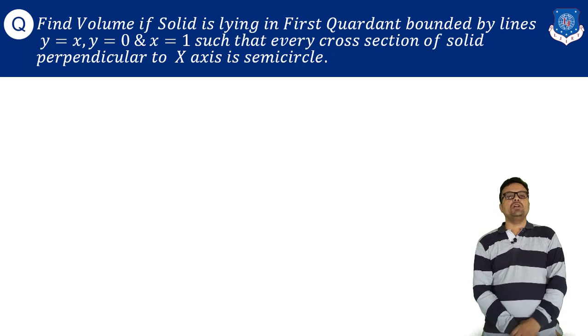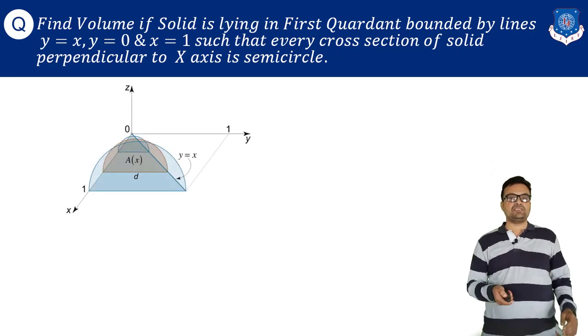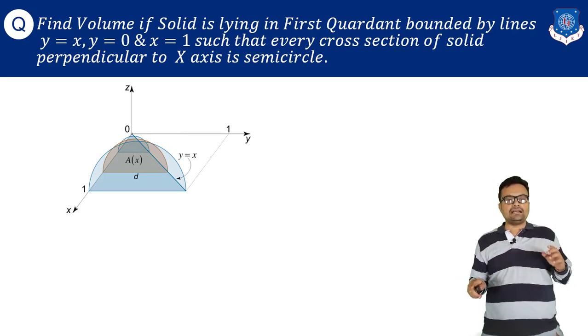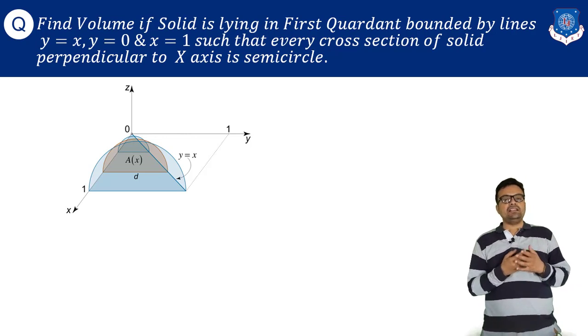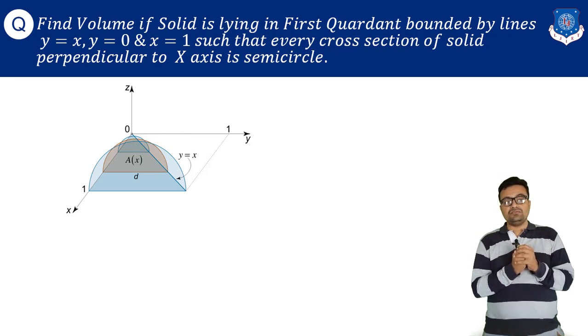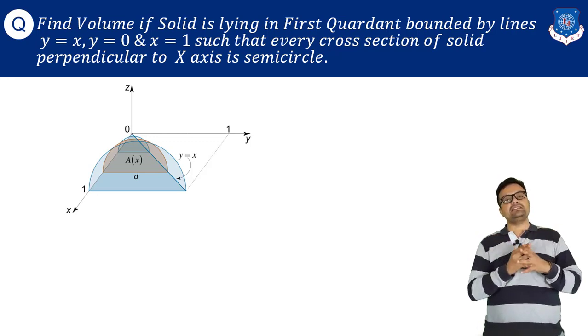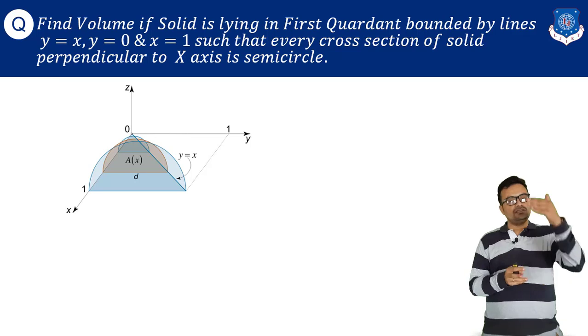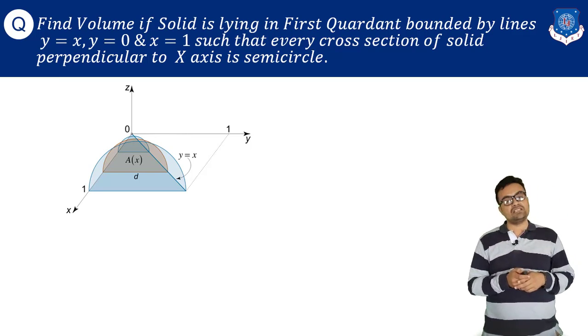Suppose you want to find the volume of a solid which is lying in the first quadrant, which is bounded by y equal to x, y equal to 0, x equal to 1, so that every cross section of the solid perpendicular to the x-axis is a semicircle. So this is the situation. X-axis, y-axis and z-axis. And then you can see the solid which is lying parallel to the x-axis. It is starting from 0 and eventually increasing with x equal to 0, y equal to 0 to y equal to x. And then the cross section is nothing but a semicircle.